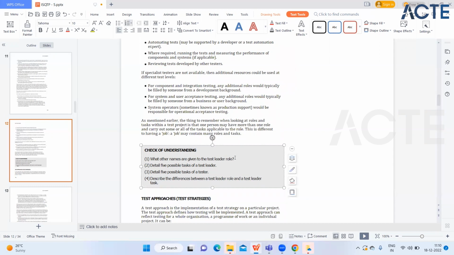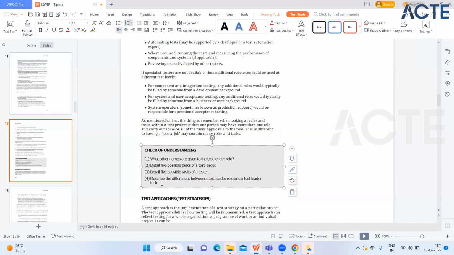Now, check of understanding: what other names are given to the test leader role? You just have to revise it. After that, detail 5 possible tasks of a test leader, which we have already learned, and 5 possible tasks of a tester, which we have already learned. Describe the differences between a test leader role and a test leader task. When you revise that slide, you will find what the test leader role is, and after that the test leader task.